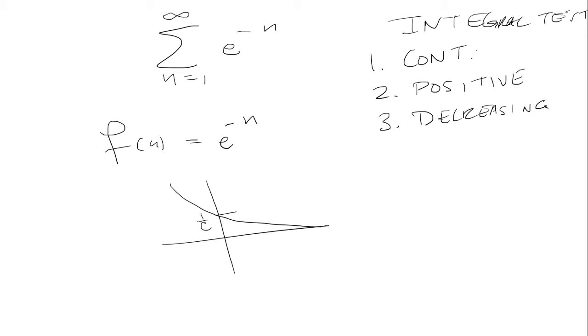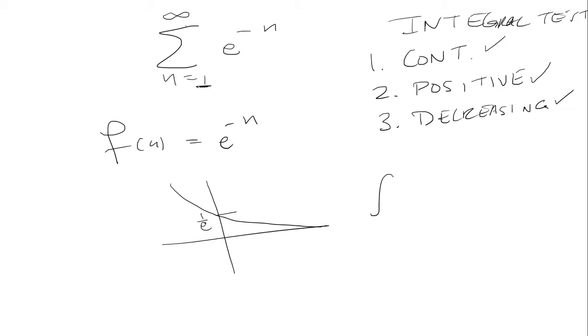So clearly f is continuous. It's positive because it's always going to be greater than 0. It never reaches 0. That's an asymptote. So yeah, this checks all the three conditions. So now we can apply this. We can apply the integral test. So it'll just be the same bounds.